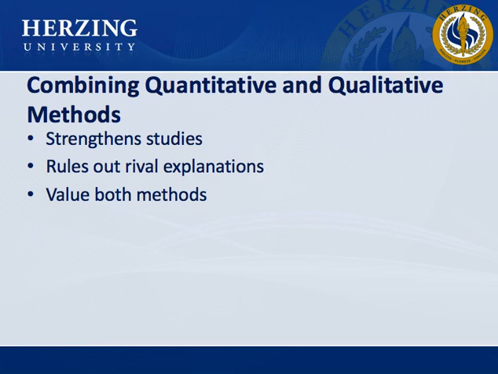The strongest research findings are found in studies that use both research methods. The combination of more than one research method is referred to as mixed method research or triangulation and can occur either sequentially or simultaneously. Combining quantitative and qualitative methods strengthens studies. It rules out rival explanations and values both methods.